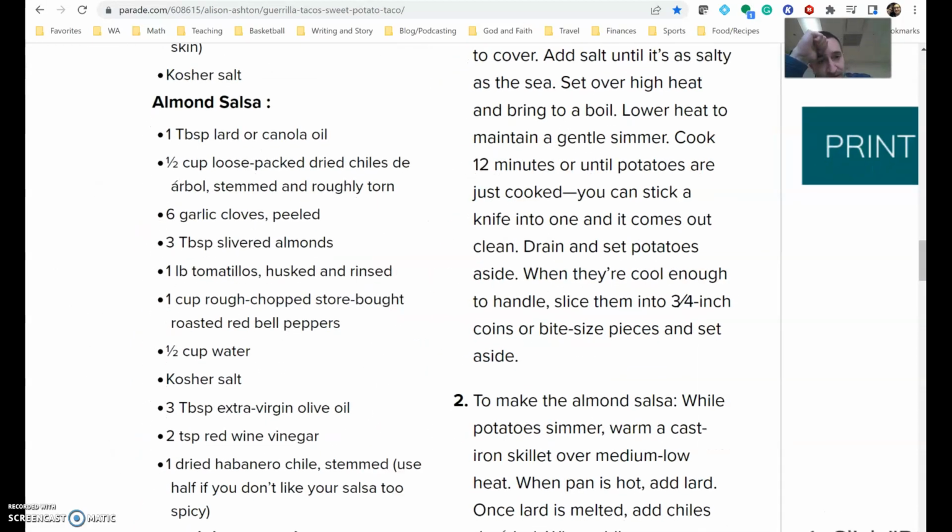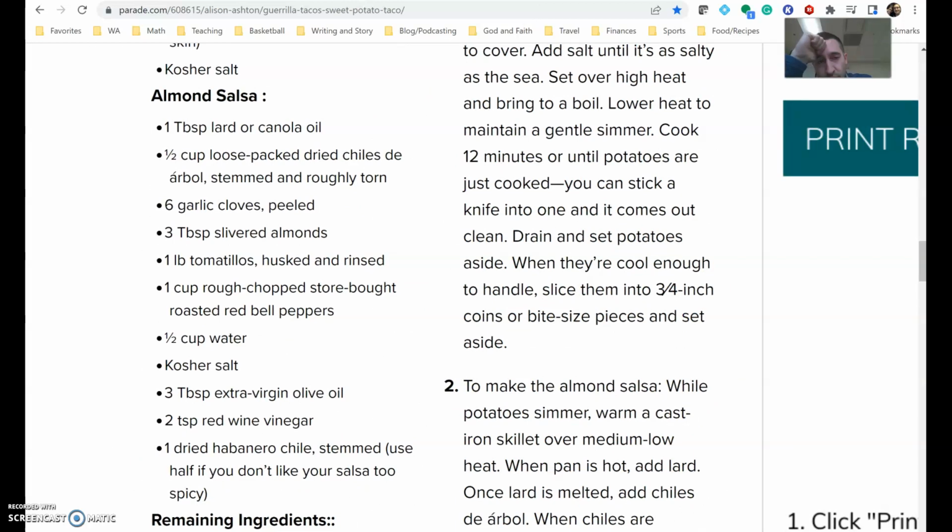The key is in the almond salsa. That's a lot of ingredients. Definitely use canola oil instead of lard. You get some chilies de arbol. They sell them at Aldi. 6 garlic cloves. Oh yeah, lots of garlic. Slivered almonds. Tomatillos. Those are the green little kind of, they almost look like a tomato, but they're green. You boil those. You husk them.